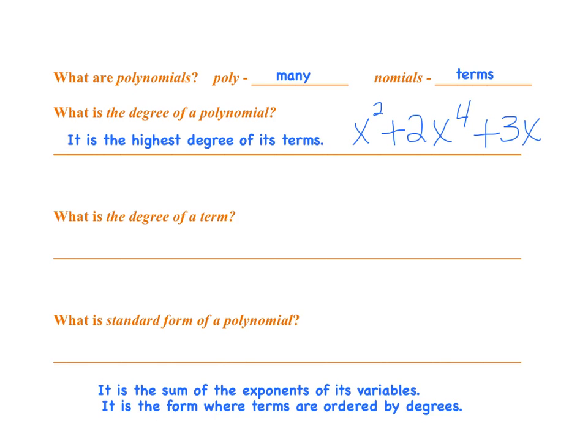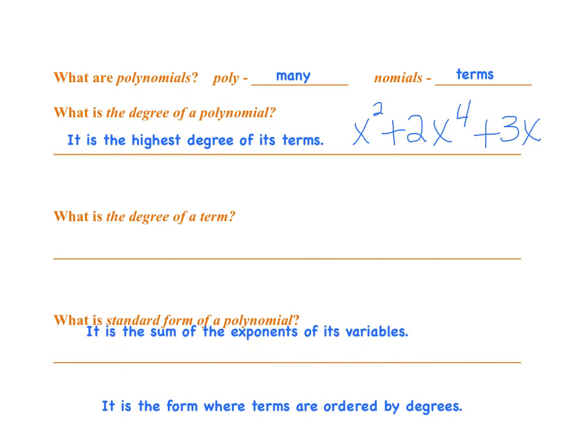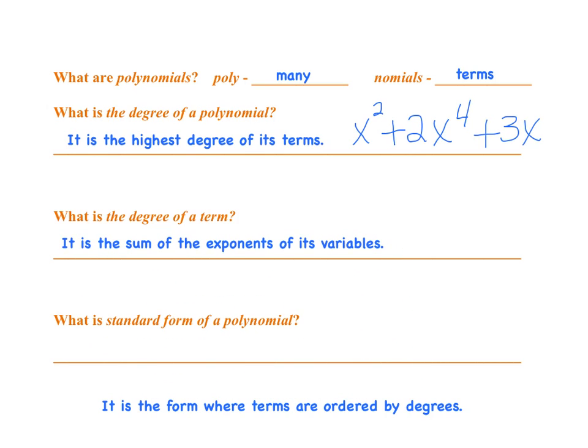Now we need to understand what it means when we say the degree of a term. Not the degree of a polynomial, but the degree of a term. It is the sum of the exponents of its variables. So if we use the example of 3x to the fourth times y to the third, we would say that this term has the degree of 7, or it's to the 7th degree, because you add the exponents of both of the variables.